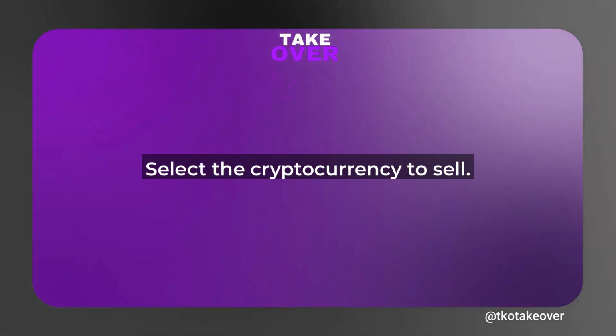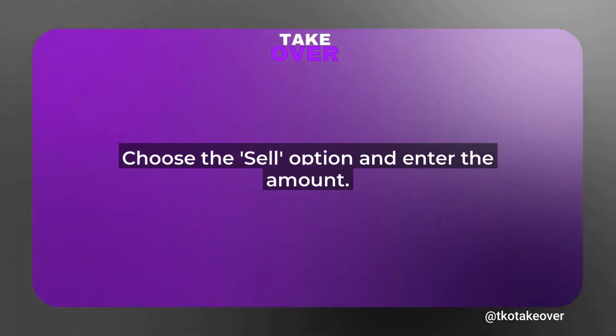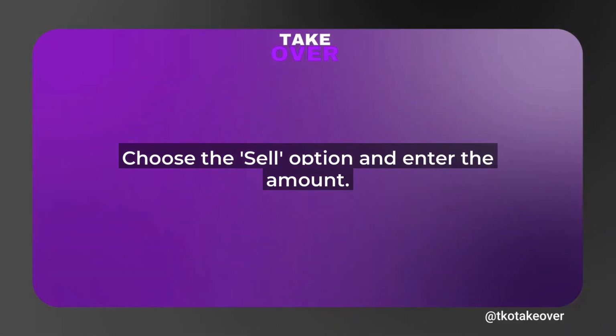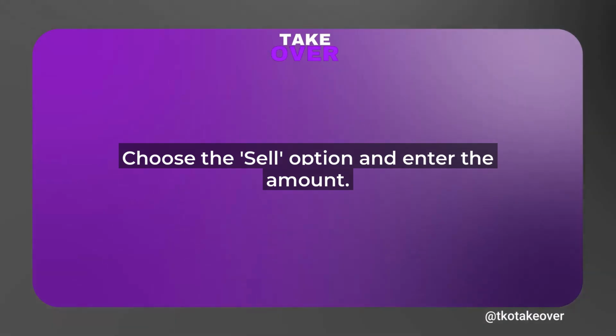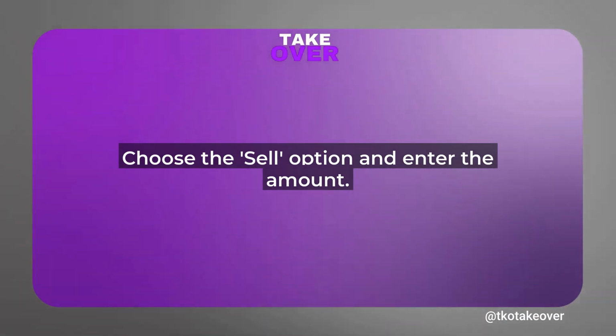Step 1. Locate your crypto assets. Tap on the Crypto tab. It's usually front and center. Select the specific cryptocurrency you want to sell. Robinhood's interface is user-friendly, so this should take just a few seconds.